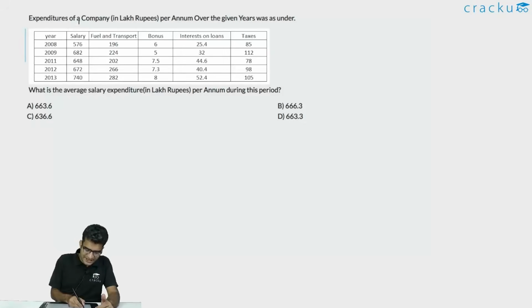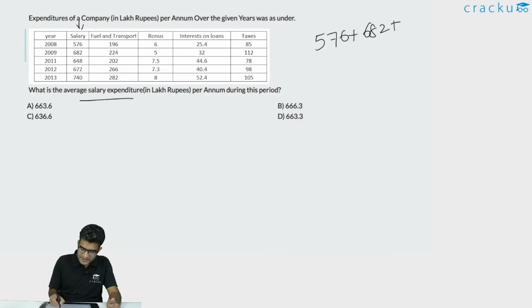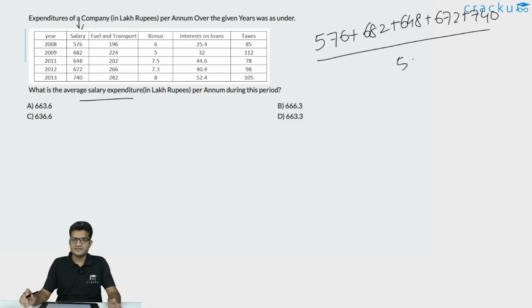We are given a table in which one of the columns is that of the salary, and we are asked to calculate the average salary expenditure in lakhs of rupees during this period. So basically we have to calculate the average of 576 plus 682 plus 648 plus 672 plus 740 divided by 5. Now the simplest way to do it is understanding that all of them are very close to 600.